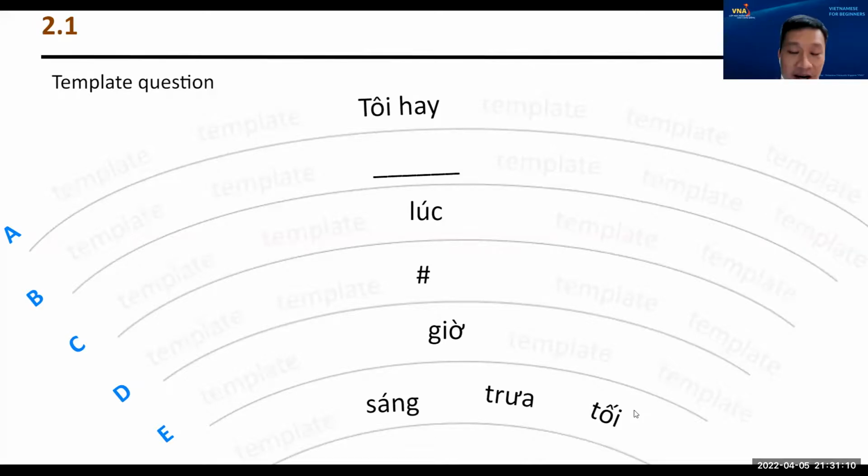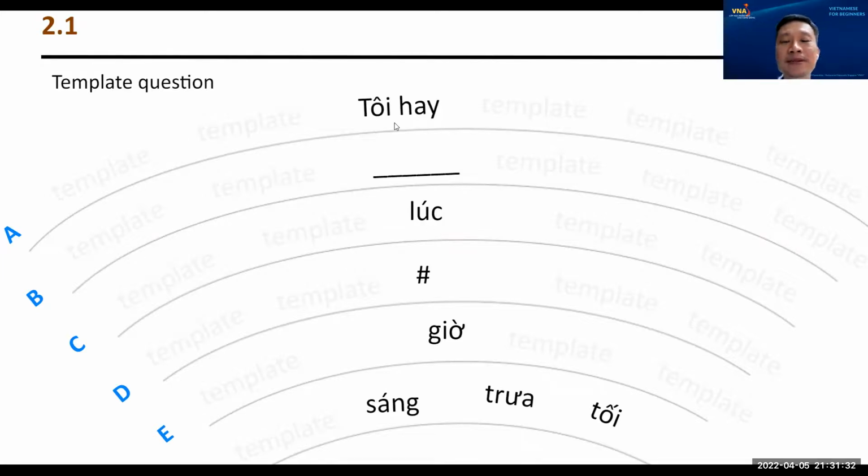Very good. Tôi hay again. What is the hay again? Hay, often. O-F-T-E-N. Yes, often. Okay. Tell me your timing for lunch. Timing for lunch? You often eat lunch when?